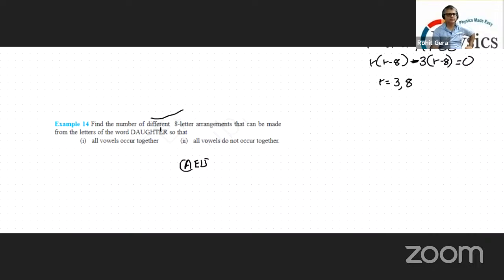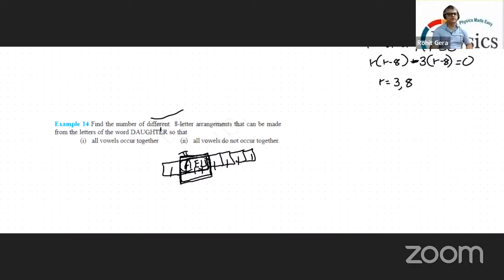has to be clubbed, has to move around in the same way as a box. So if this is your first box, this is your second box, then this is your third, fourth, fifth, sixth. So 1, 2, 3, 4, 5, 6, 7, 8. This box has to move together, and it can be in the beginning also.